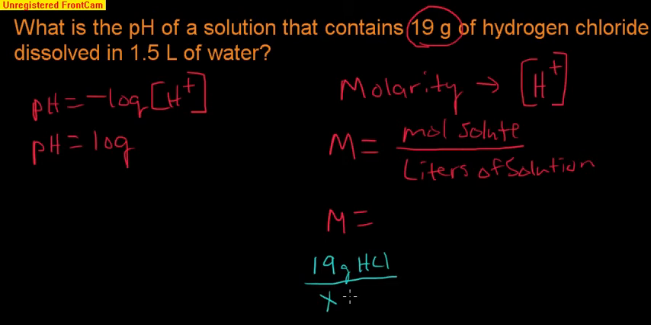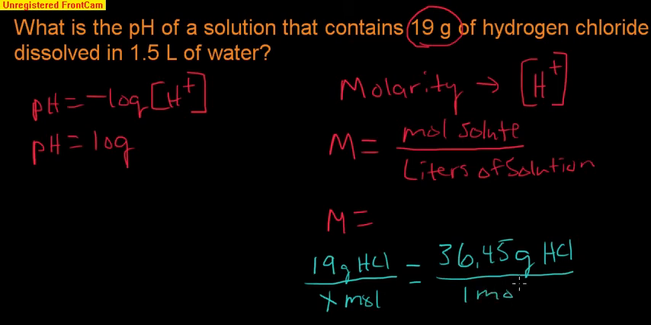So I'm going to put that over X moles. I'm going to set up a ratio. So I'm going to say 19 grams of hydrogen chloride will give me X moles. And to find the molar mass of hydrogen chloride, I take the mass of hydrogen and add it to the mass of chlorine, which is going to give me 36.45 roughly. 36.45 grams of HCl will give me 1 mole. So that's the number that we're going to use for the molar mass.